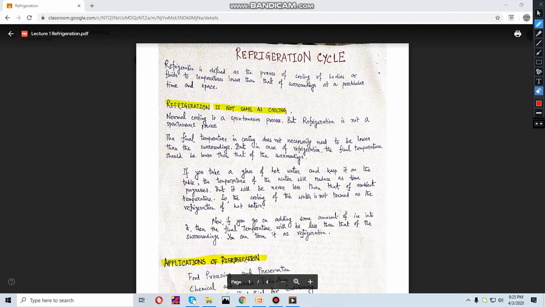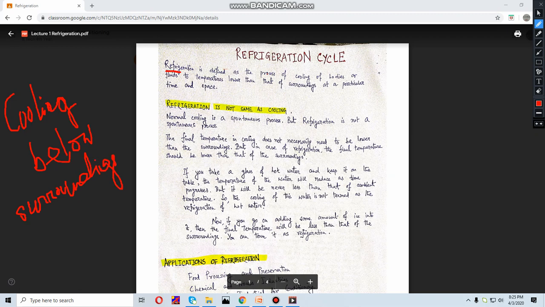Refrigeration is defined as the process of cooling below the surrounding temperature.